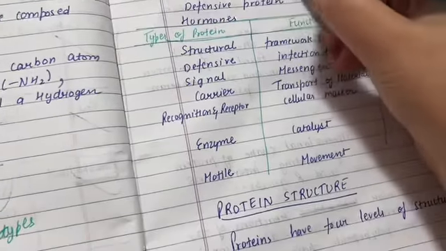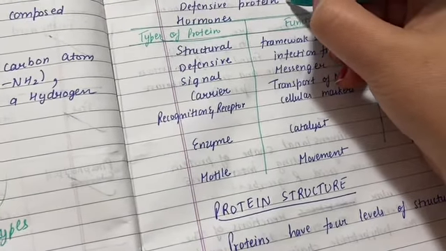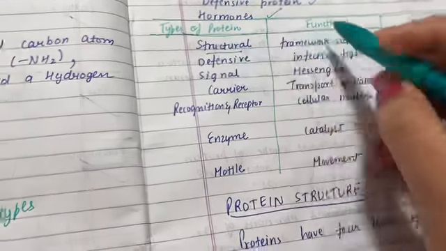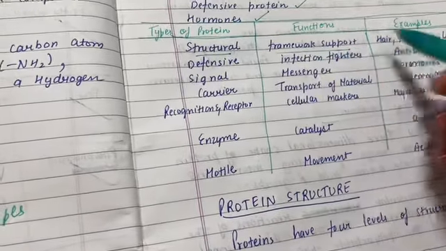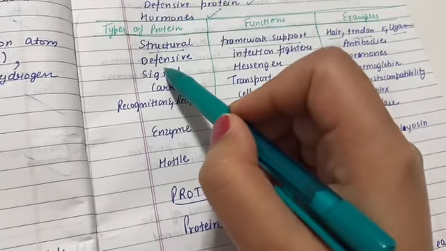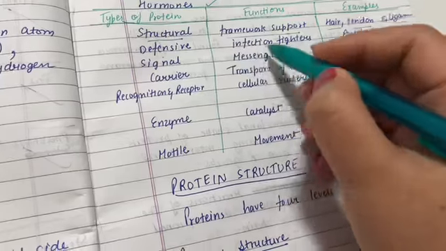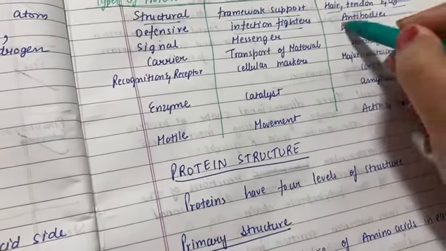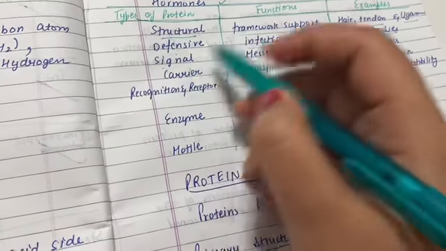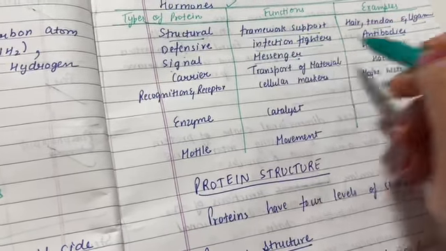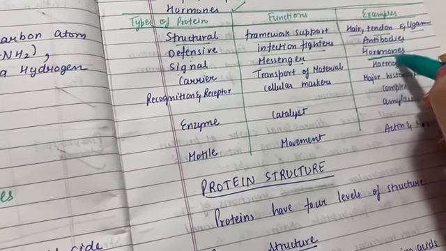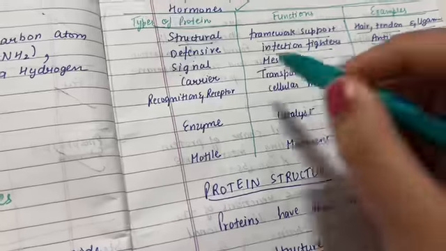Proteins. Proteins can be structural, defensive, or hormones. The structural protein function is framework support. Examples: hair, tendon, ligament. The function of defensive proteins is to fight infections, for example antibodies in our body. Signal proteins act as messengers, for example hormones. These hormones give the message to different organs to perform their functions.